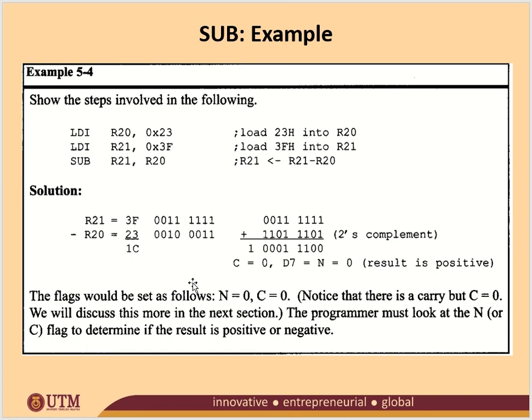Let's look at this example. Show the steps involved in the following. The first line, LDI R20, 0x23. What happened here? You put 0x23 into R20. Then LDI R21, 0x3F. You load 3F into R21, and then SUB R21, R20. So you subtract from R21. What is the value of R21? It is 3F minus R20, which is 23, and you put the result in R21. So 3F minus 23 gives 1C. This 1C you now store in R21.